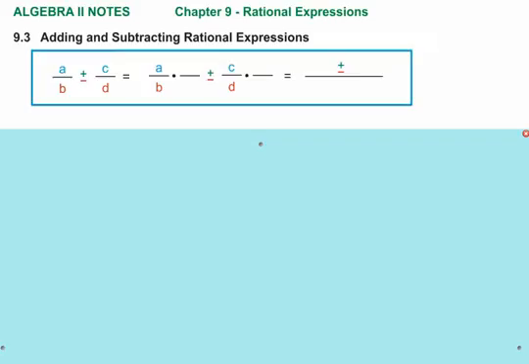When you see adding fractions, your first thought has to be, do I have a common denominator? And if you don't, you got to get one. That's always your thought. If I'm adding, I need a common denominator. Once I get it, add the numerators, put them over the common denominator.